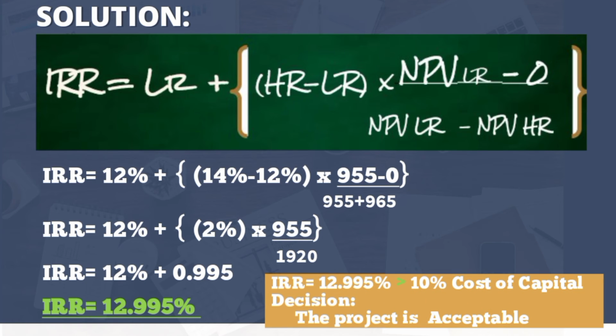In evaluating capital investment projects using the IRR method, the IRR is compared with the minimum desired rate of return or the cost of capital. So, in this project, IRR is higher than the cost of capital. That's why we need to accept the project. As we can notice, IRR of 12.995% is greater than 10% cost of capital. That's why the decision that we should follow is to accept the project.